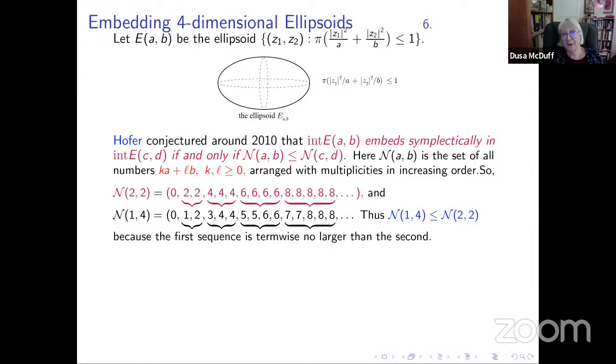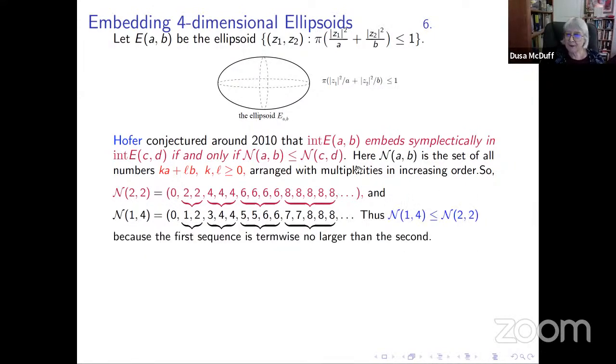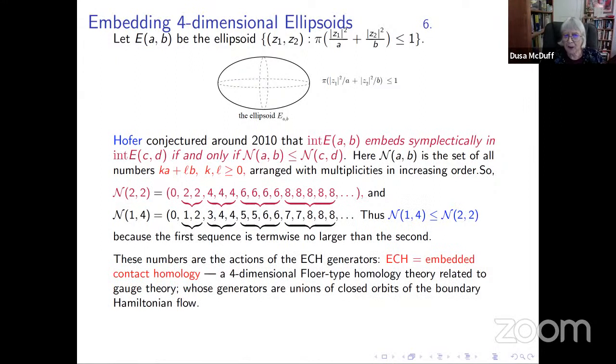And then that means, Hofer said, well, in that case, there has to be an embedding. And so how do you construct that embedding? Well, I will tell you in a minute, but this is his conjecture. And what are these numbers? Well, these numbers are the actions of the generators of a particular kind of homology theory called ECH, which is a 4-dimensional Floer type homology theory, which is related to gauge theory. So it only works in dimension 4. And its generators are unions of closed orbits of the boundary Hamiltonian flow.